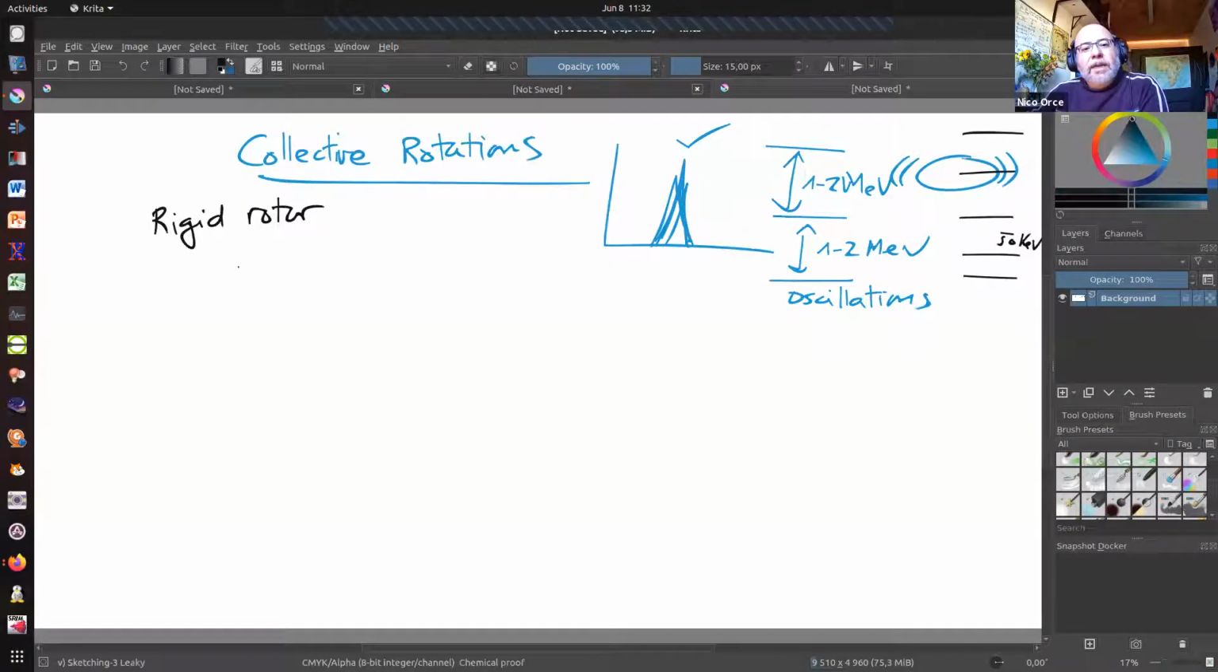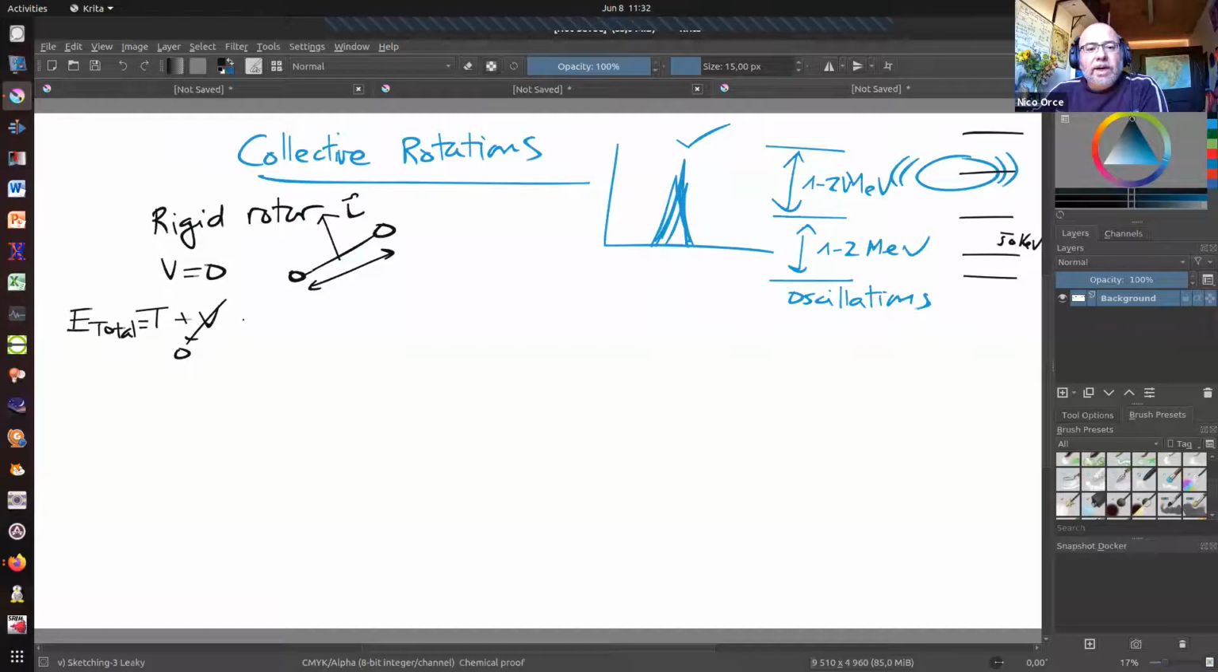A rigid rotor: the distance between particles, like in a typical molecule, is L. So the distance here is always the same. The characteristic of the rigid rotor is that the potential energy is equal to 0 because the distance between particles is the same. So basically the total energy is equal to T plus V.